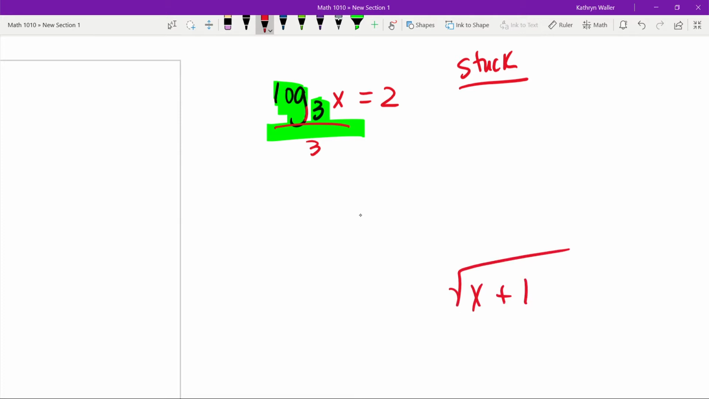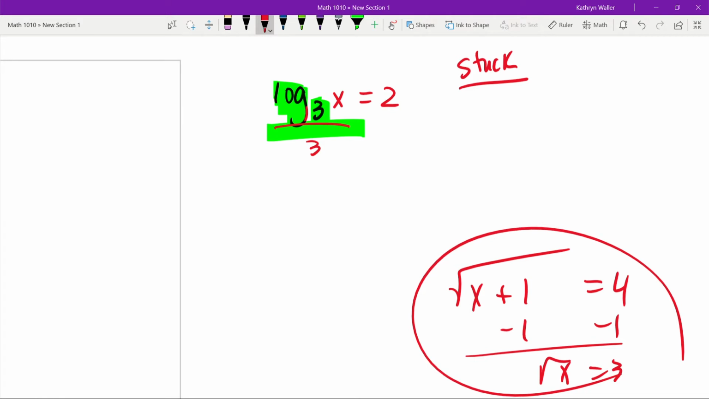Just the way you can't do this. Look, the square root of x plus 1 equals 4, minus 1, the square root of x equals 3. Everybody in this room knows you can't do that. And this is the exact same concept. The 3 is part of the log. You can't do anything to it. You can't divide by x. It's stuck to the log. So this stuff right here is all stuck together.